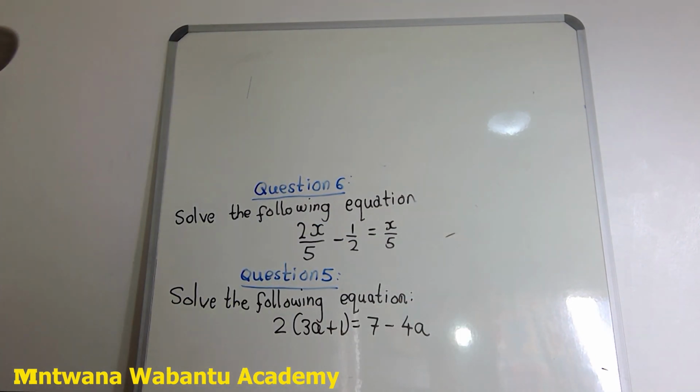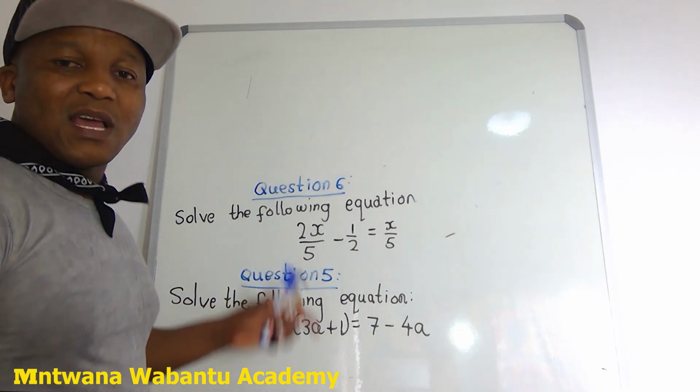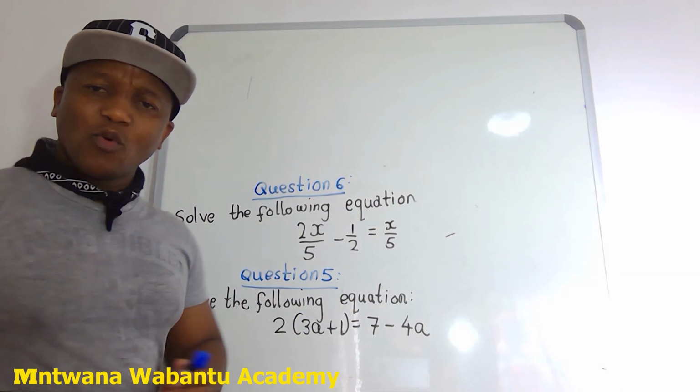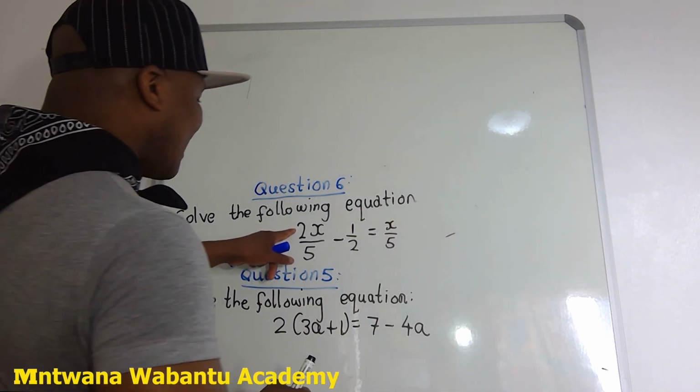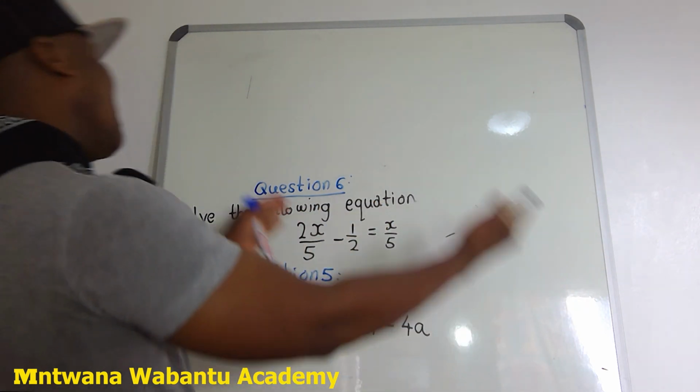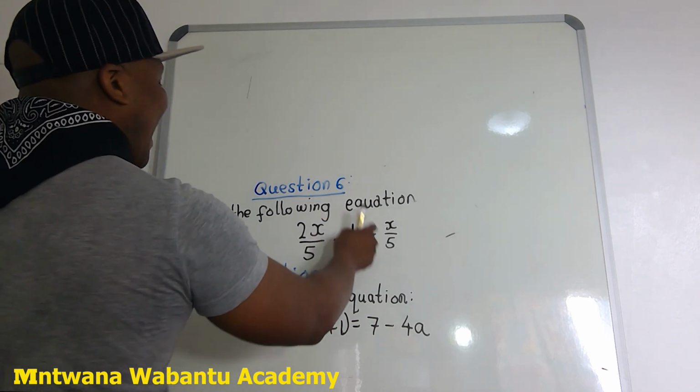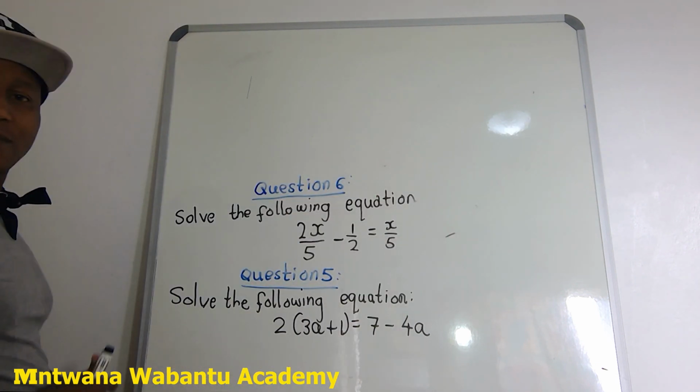Okay, solve the following equation. Come on guys, this is easy. You know why I say this is easy? You always group the like terms. Which ones look alike? This and this look alike. In which way? This has an x and this has an x. So take those together. And this one does not have an x, so it must go separately. You see what I'm saying?